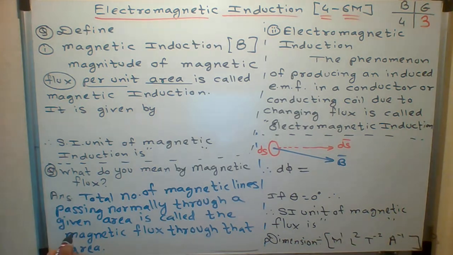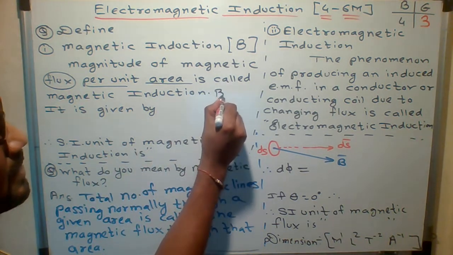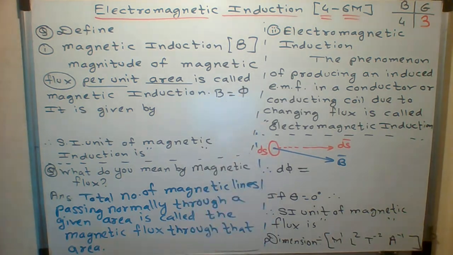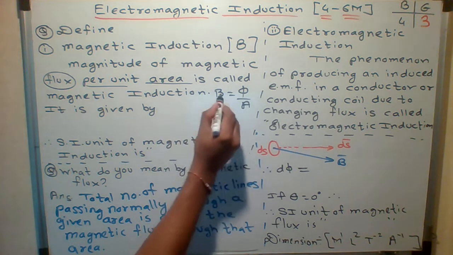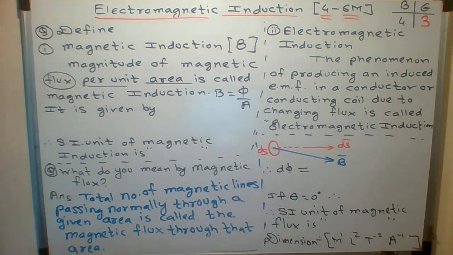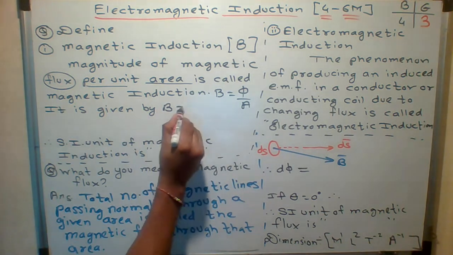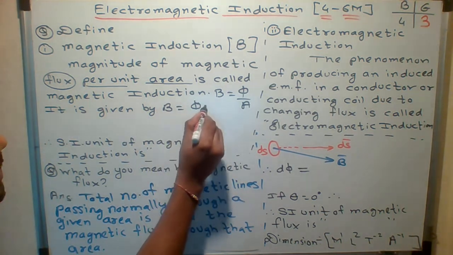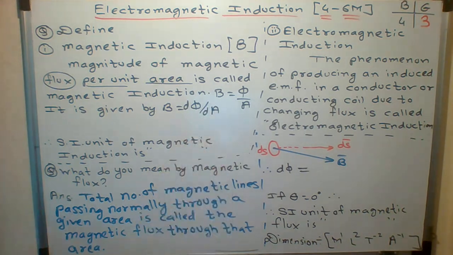Remember this. Mathematically, how can we say magnetic induction is what? Flux per unit area. Remember this formula. Magnetic induction is flux per unit area, and it is given by the formula B is equal to flux upon area, that is, change in flux over change in area. You can say it like this also.